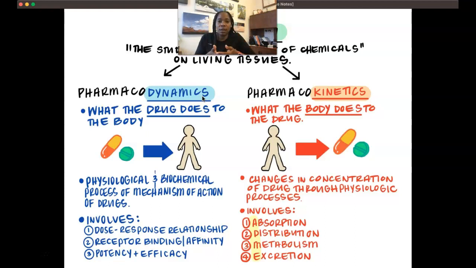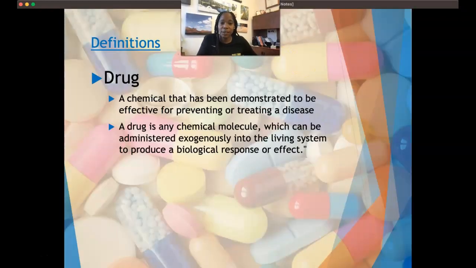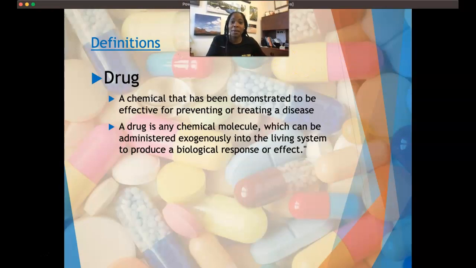So the two concepts go hand in hand when we think about all of the treatment goals for a patient who is actually taking a medication. So let's define drug. If you've ever wanted to spark a heated debate in a group of people, just ask them how they define a drug, right? And so we will use this definition for the remainder of the class.